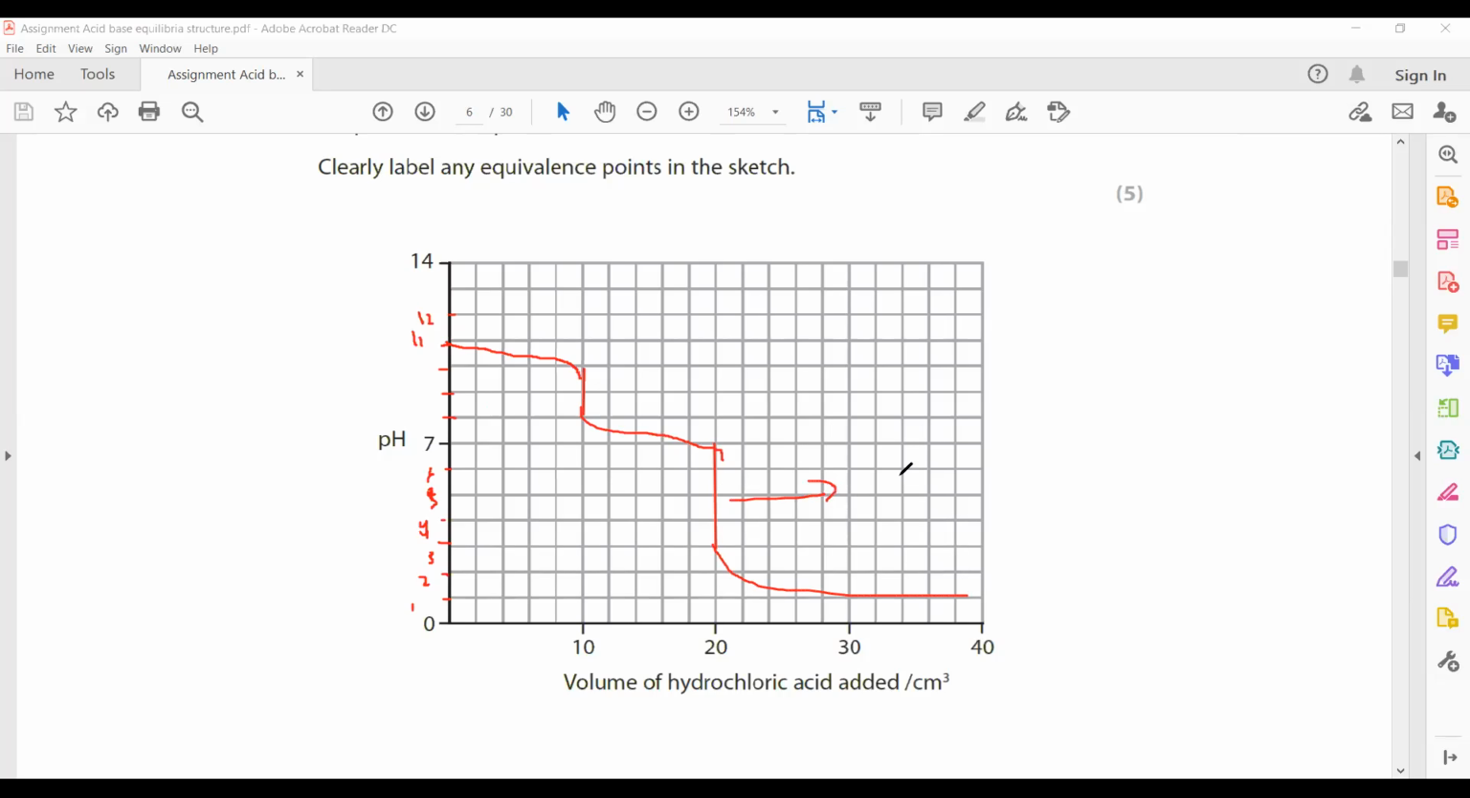That is when sodium carbonate has completely reacted with 2 moles of HCl. And this is when half of the sodium carbonate has reacted with hydrochloric acid. Is it clear? How I work out the volume as well, the half equivalence point? Any doubt in this?